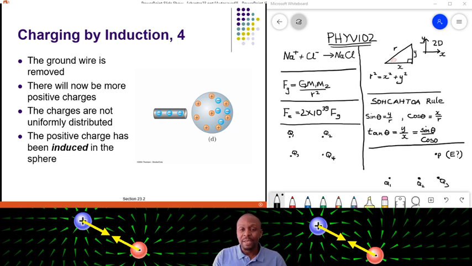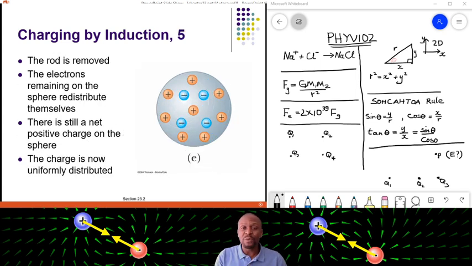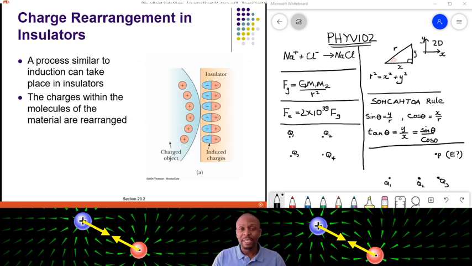All right. Now, if you remove the rod, these charges will distribute themselves uniformly over the metallic sphere. This is very important in order for us to be able to understand the following quick quiz.